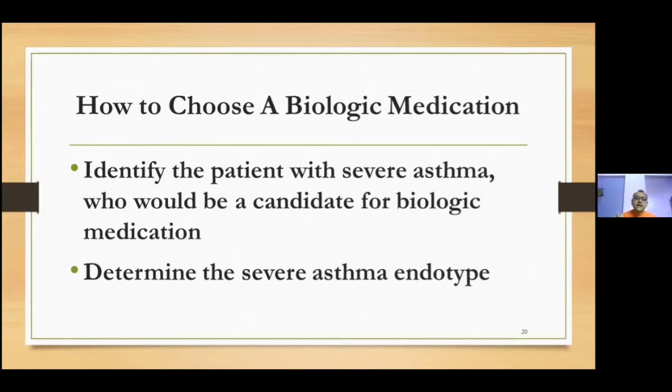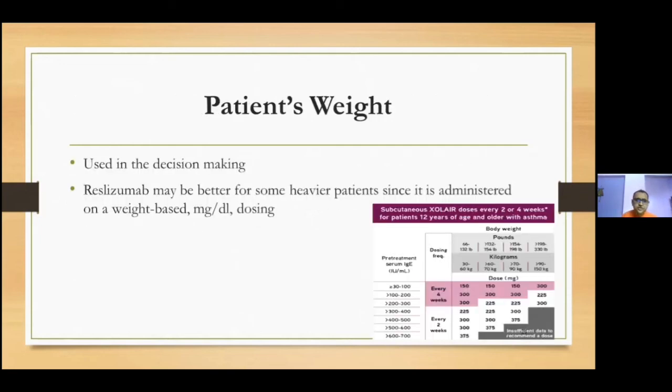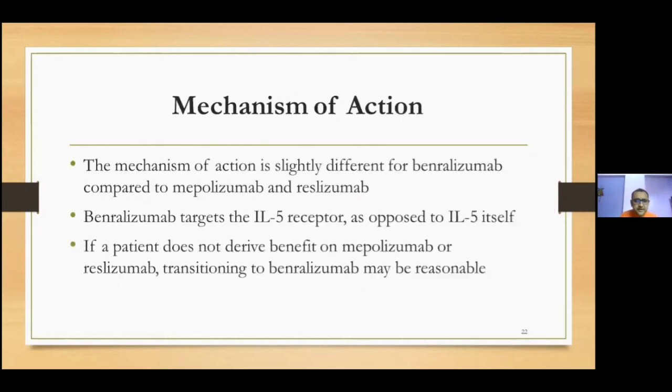Yeah. And apart from that, we have to determine the severe asthma endotype. First of all, the patient's weight is very important. I am just skipping the slides. The mechanism of action we should consider before prescribing any biologic, because the mechanism of action is slightly different for benralizumab compared to mepolizumab and reslizumab, because benralizumab targets the interleukin 5 receptor as opposed to IL-5 itself.